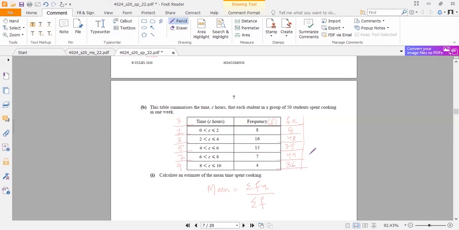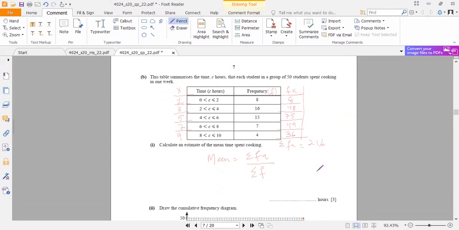Now we need to find the sum of fx. If we add all these numbers, we get 216. Now we come up with the formula: 216 divided by sum of f. We already have 50 students. So here we get the answer, that is 4.32 hours.